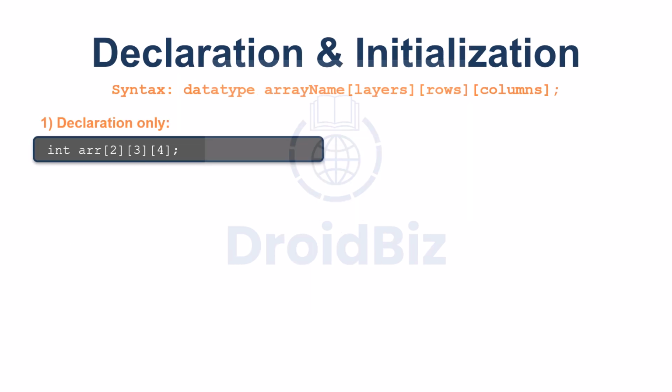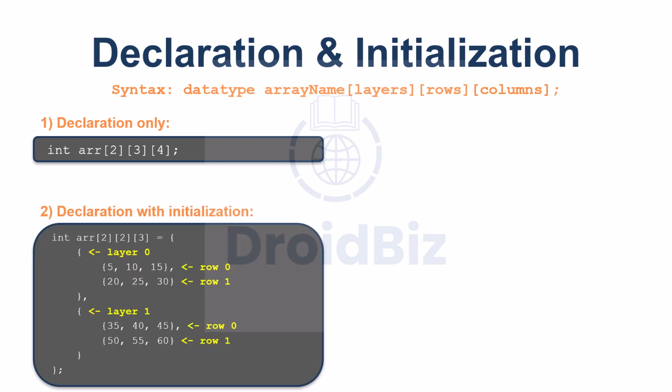Now let's learn about declaration and initialization of 3D arrays. There are 4 ways to declare and initialize 3D arrays. Method 1. Declaration only. You can simply declare int ARR[2][3][4], with 2 layers, 3 rows, and 4 columns. This creates the array without initializing values. Method 2. Declaration with initialization. You can initialize all values at once.